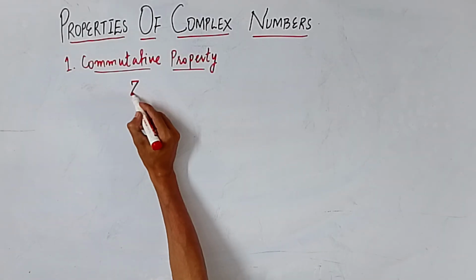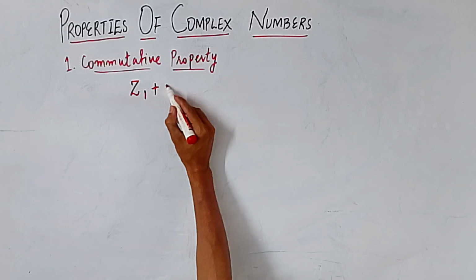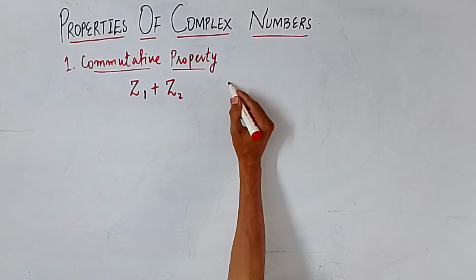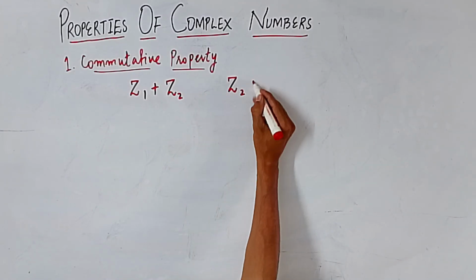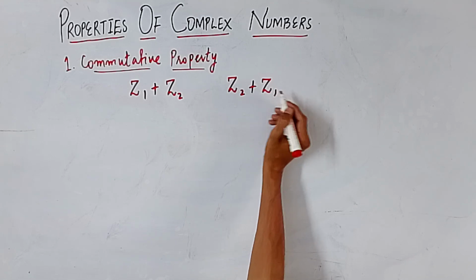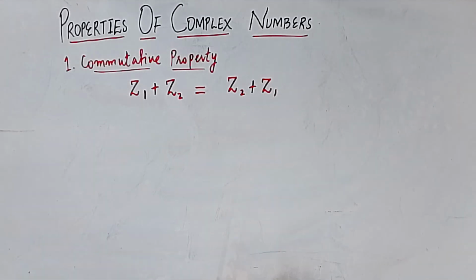changing of order. For example, if there are two complex numbers and they are adding, but if you change the order of it, will they be equal or not? So commutative property is applicable on complex numbers in addition. But what about multiplication? It is also applicable in multiplication as well.